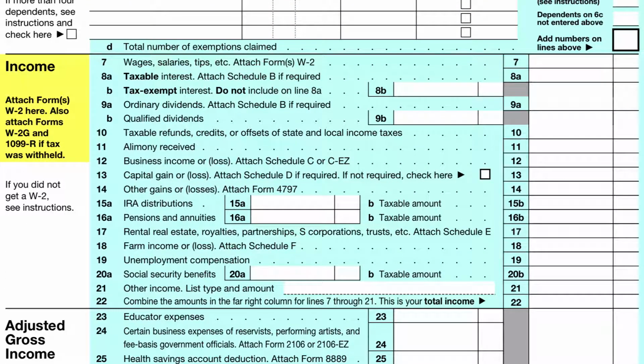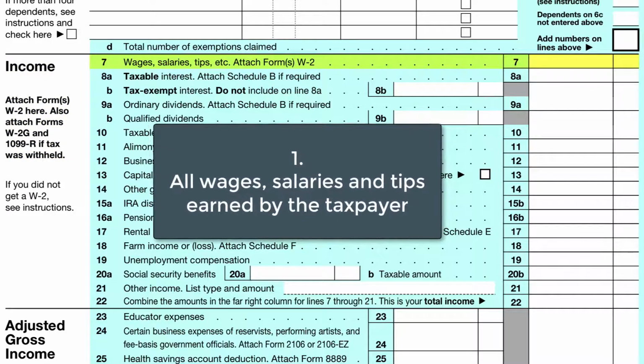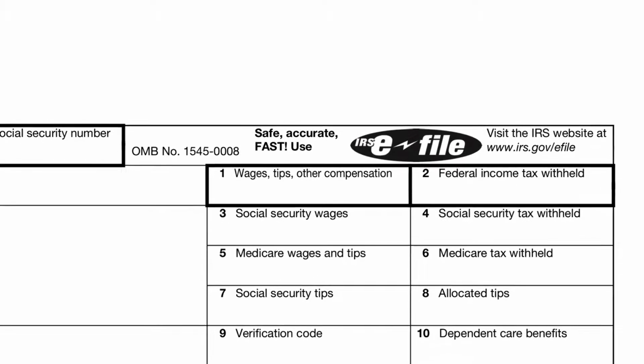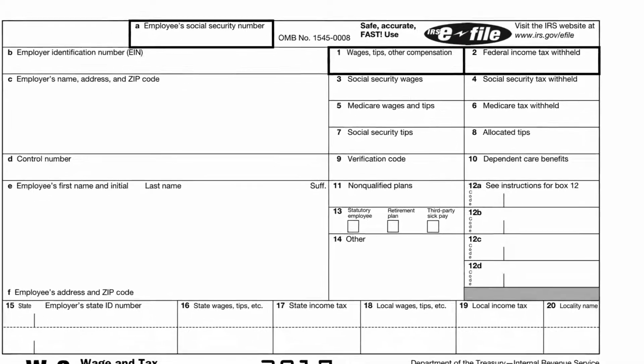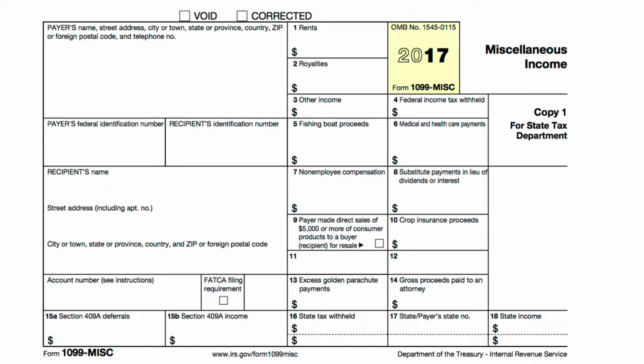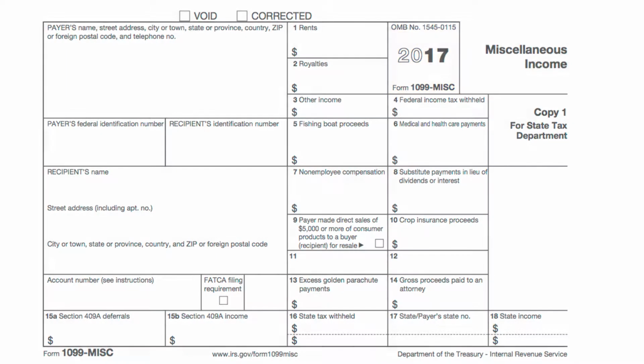Your taxable income includes all of the following. 1. All wages, salaries, and tips earned by the taxpayer. For full-time employees, these are reported to the employee and to the IRS by a Form W-2. All other types of compensation are reported in a Form 1099.